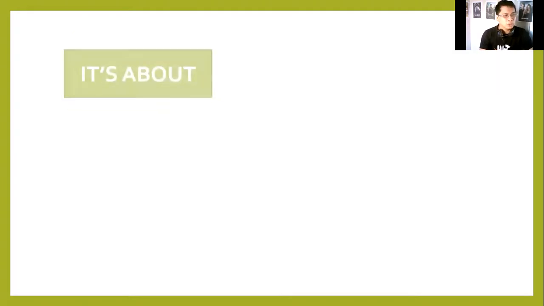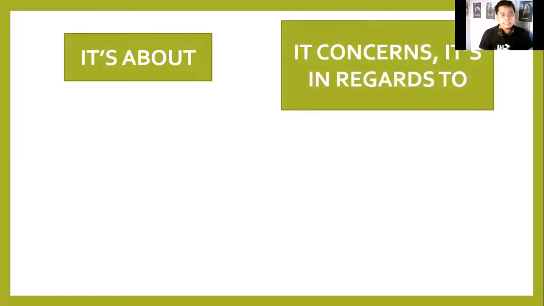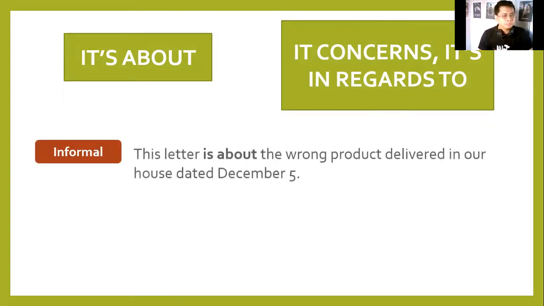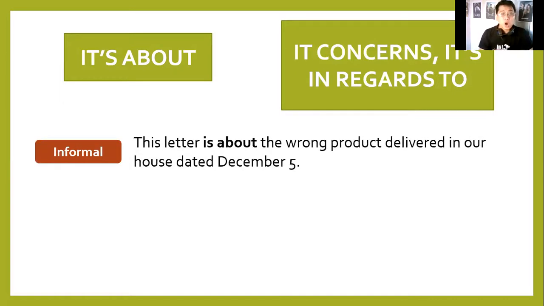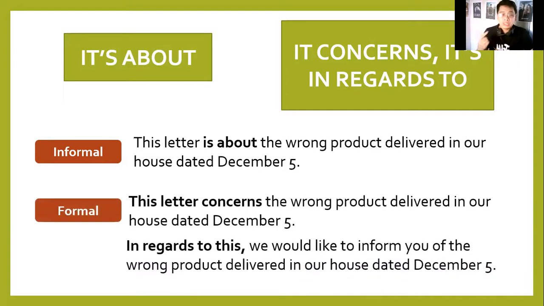So next set of words is it's about, it concerns, or it's in regards to. Sometimes we use with regard to. Okay? For example, this letter is about the wrong product delivered in our house dated December 5. So we use the term is about. So we do not use that in formal statement. Instead, we say this letter concerns the wrong product delivered in our house dated December 5.